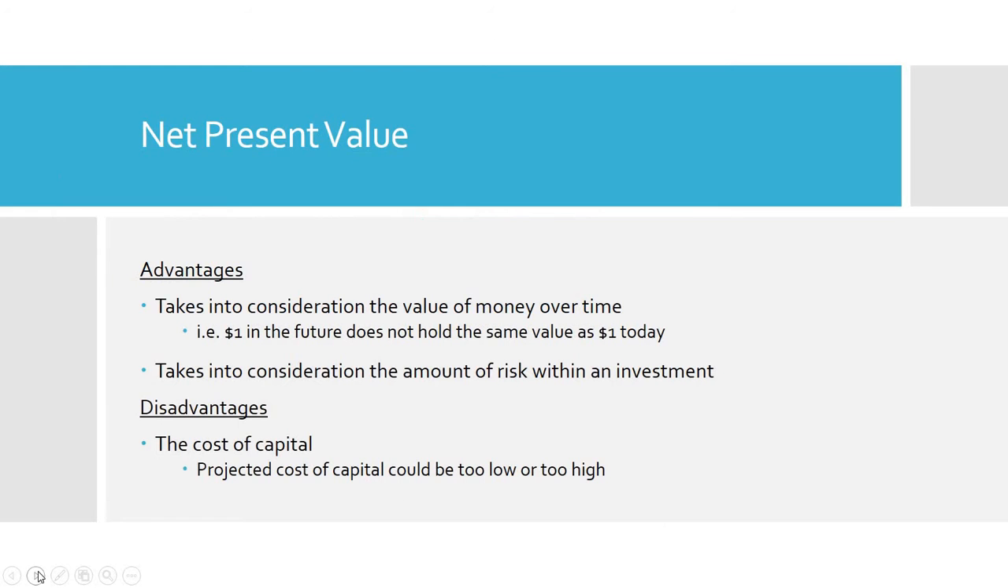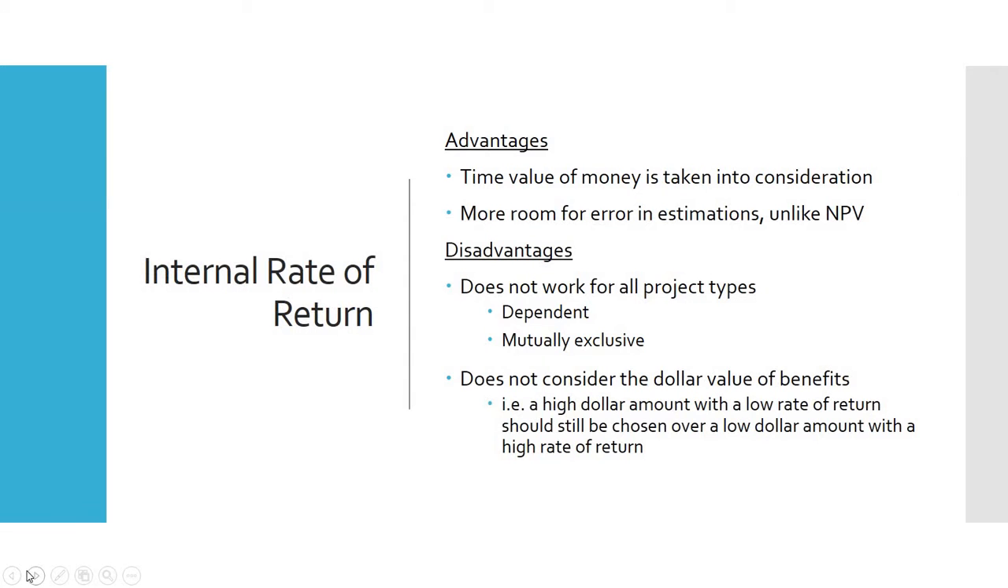The first method is net present value. Net present value takes the cash flow expected from a project and discounts the amount to determine the present value of the investment. Some advantages are that it takes into consideration the value of money over time, understanding that a future dollar is not worth the same as $1 presently. It also takes into consideration the amount of risk within an investment. A disadvantage is the cost of capital. A projected cost of capital, either too low or too high, could be detrimental to an organization's investment decision-making.